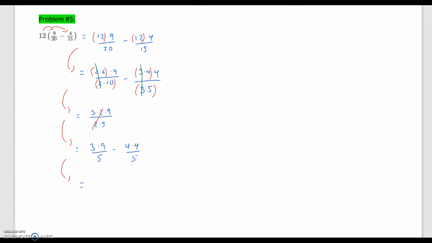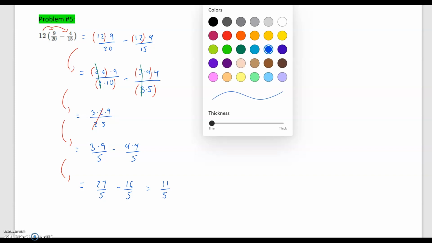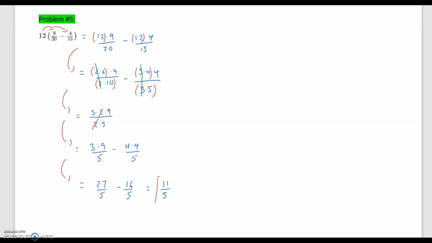At this point, we're looking at 27 over 5 minus 16 over 5. And this is going to be equivalent to, that's going to be a 1. I'm getting 11/5. That's actually it for this one. Careful on any similar problem because of the cancellation. By accident, you could have canceled an extra 2 or a 3 as a factor. But that's actually it for this one.